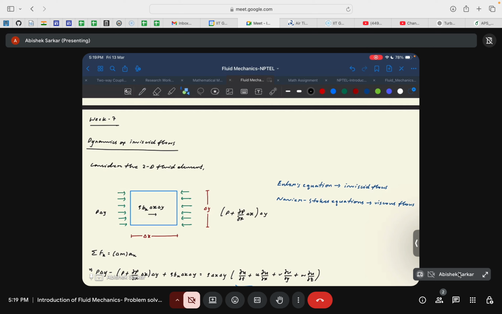So the question was, why study inviscid flows? To answer that, let me draw a figure that will help you understand its importance. Okay, so this is a flat plate, and consider the flow over a flat plate.